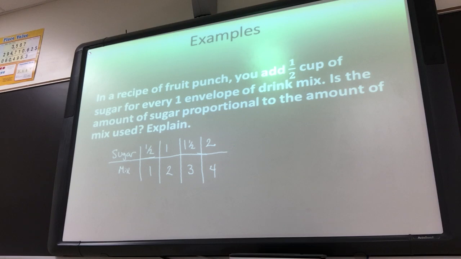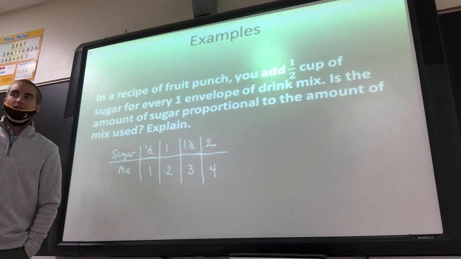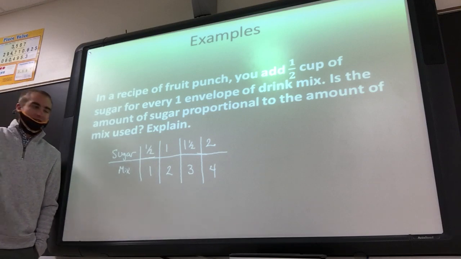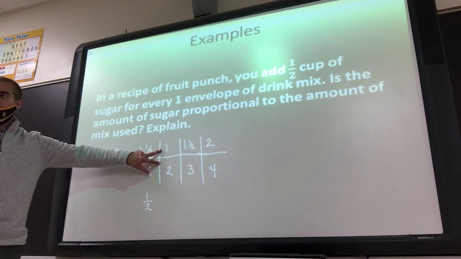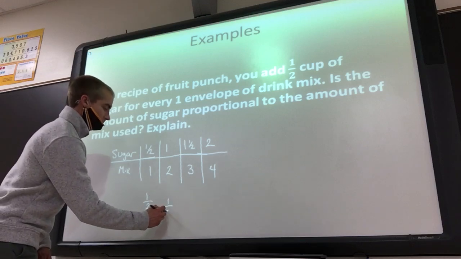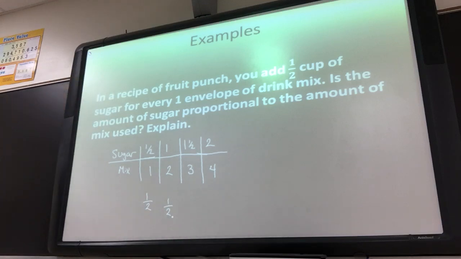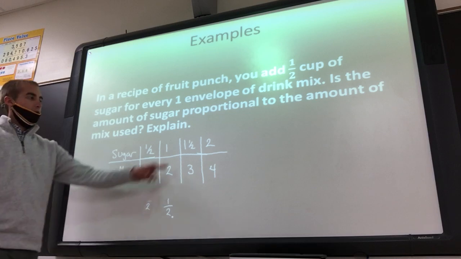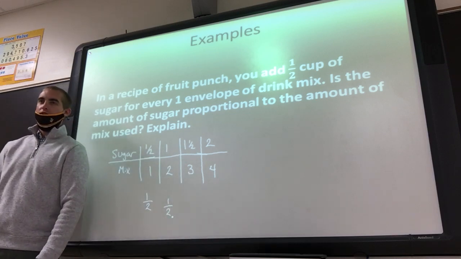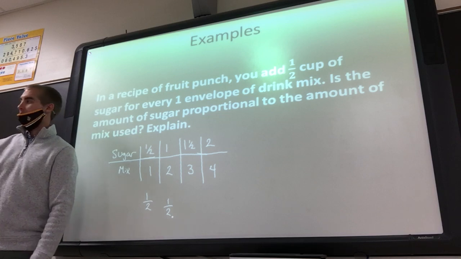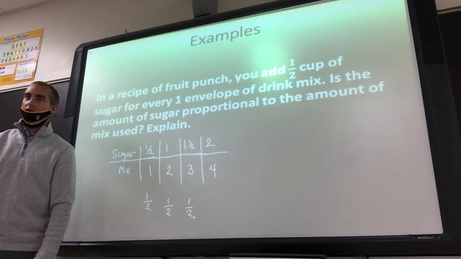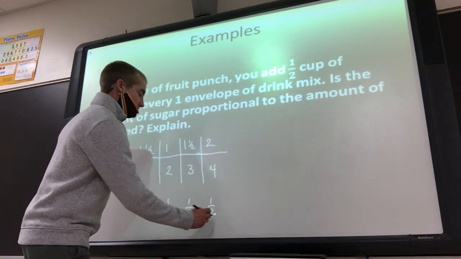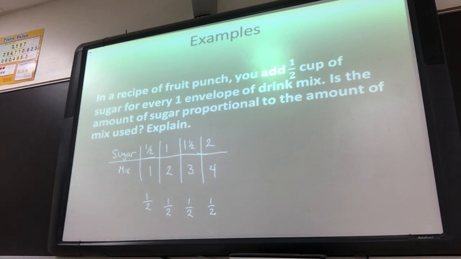Okay. So now let's simplify and see if we get the same unit rate. 1/2 over 1, that's just 1/2, right? Anything divided by 1 is just itself. Well, notice 1 over 2 is 1/2. What's 1.5 over 3? Yep, I heard it, 1/2. And what can we simplify 2 over 4 to? 1/2. So, is this proportional? Yes. It is proportional.